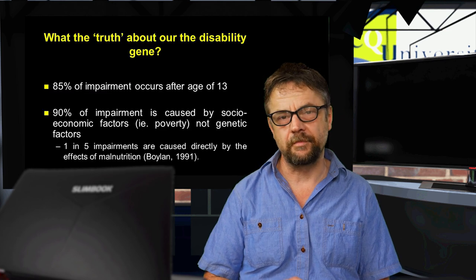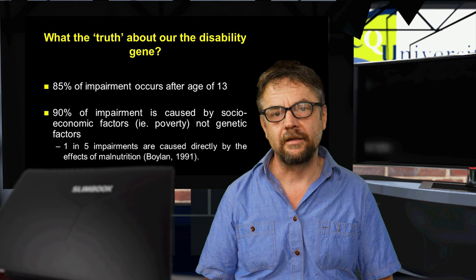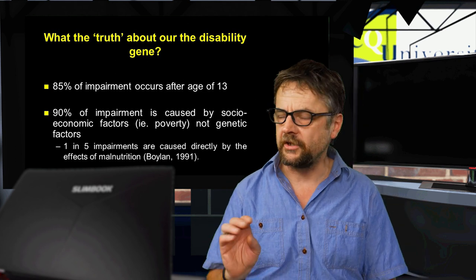Here we're talking about broad statistics, big picture stuff. Of course, some people acquire impairments due to genetic problems or biological problems, but that makes up only a small proportion of people with impairment. 90% of impairment is caused by socioeconomic factors, like poverty. Actually, poverty is the biggest cause of impairment.